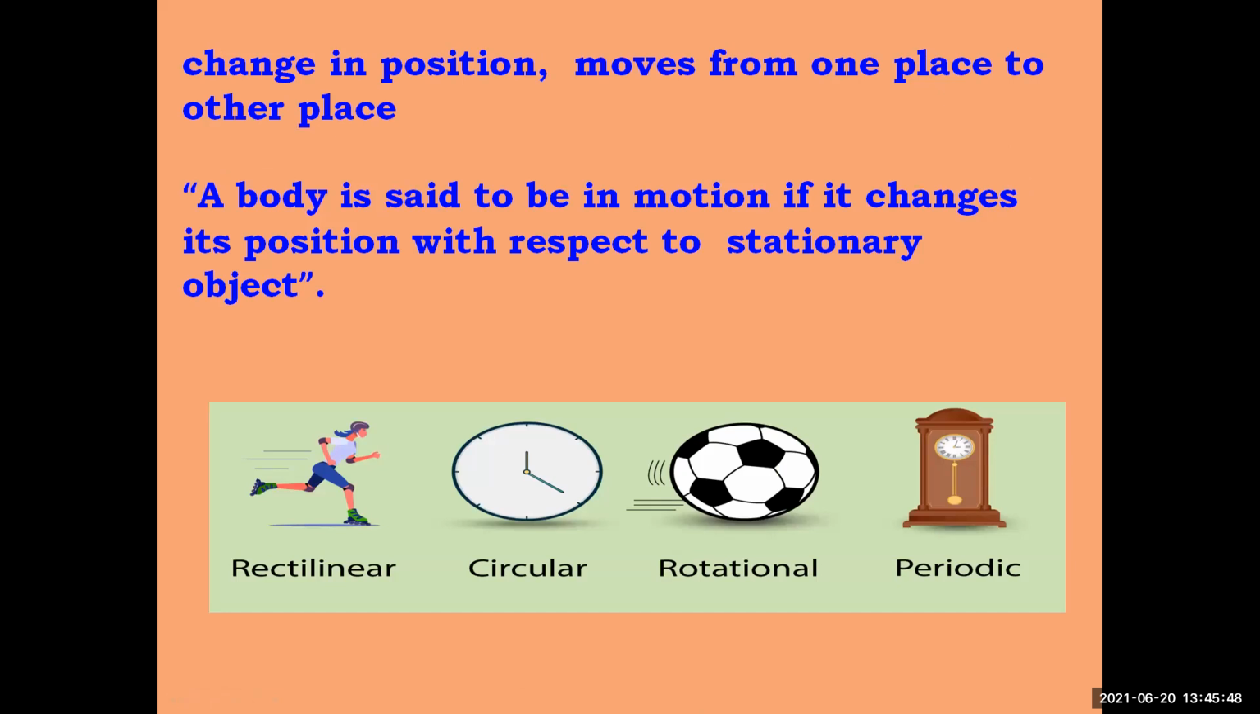So what are the types of motion then? Rectilinear motion, circular motion, rotational motion, and periodic motion. Rectilinear motion means motion along a straight line. Circular motion means the objects are moving around a fixed point. Rotational means along with the circular direction, the objects are moving forward. They are repeating and they are covering some distance. Periodic motion means the to and fro motion of an object. So these are the types of motion.